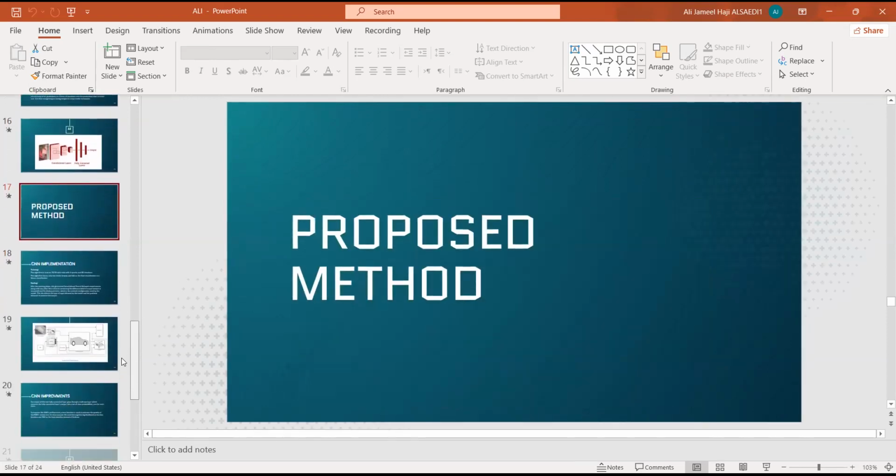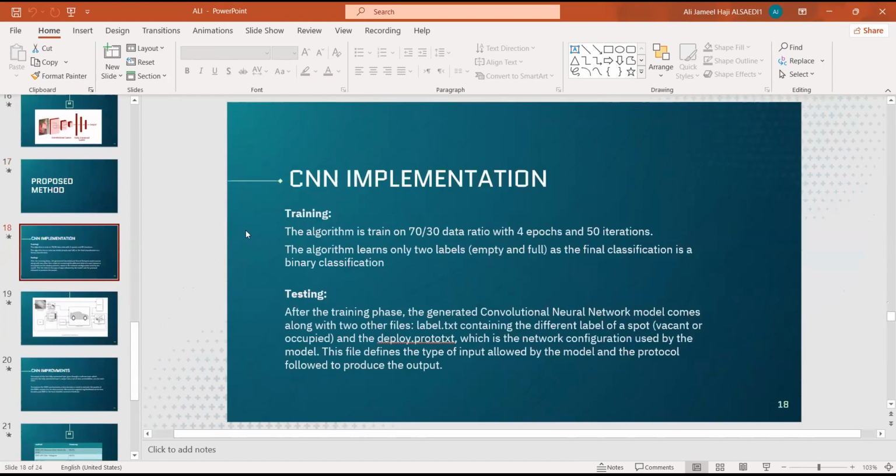Proposed method. CNN implementation, training and testing. Training: the algorithm is trained on a 70 percent data ratio with 4 epochs and 50 iterations. The algorithm learns only 2 labels, empty and full. The final classification is a binary classifier.